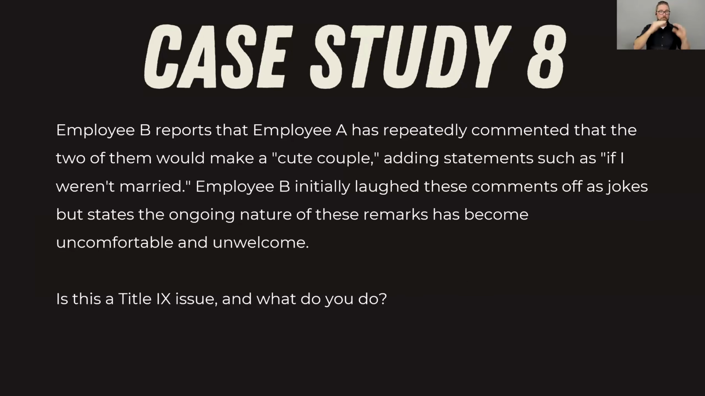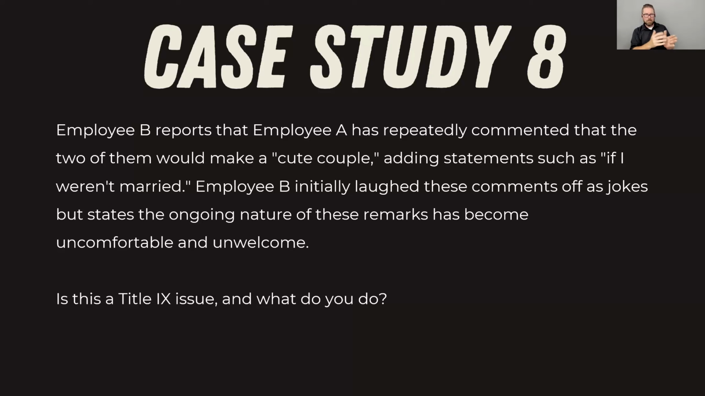Okay. So case study number 8. Employee B reports that employee A has repeatedly commented that the two of them would make a cute couple, ending statements with, if I wasn't married. Employee B initially laughed these comments off as jokes, but states that the ongoing nature of their remarks has become uncomfortable and unwelcomed. Is this a Title IX issue, and what would you do?